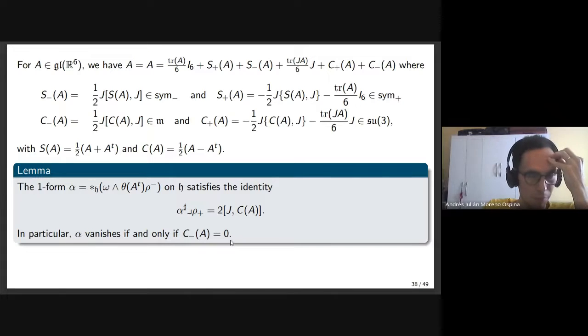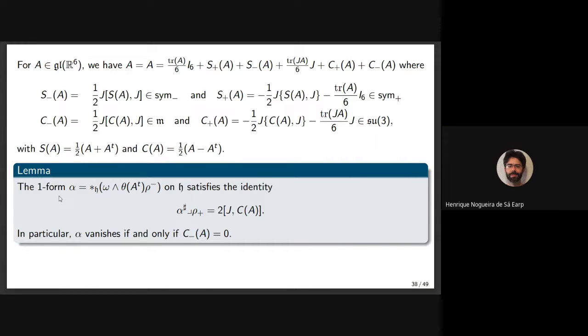In the study of almost abelian G2 structures, with closed and co-closed G2 structures, this quantity alpha.